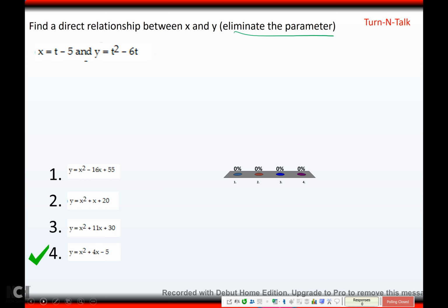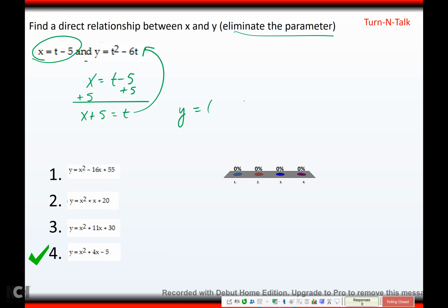And hopefully you got 4. Alright, I'm going to pick this equation and get t alone, because it looks the simplest. So to get t alone, I'm going to add 5, and I get x plus 5 equals t. So now I'm going to substitute in for the other equation.